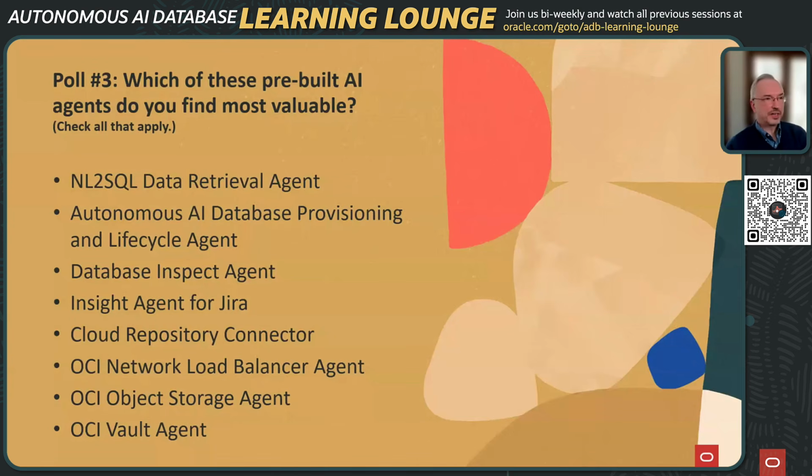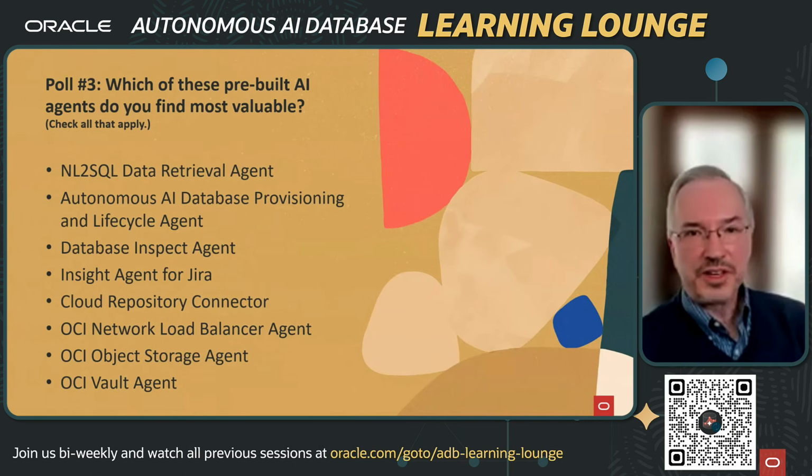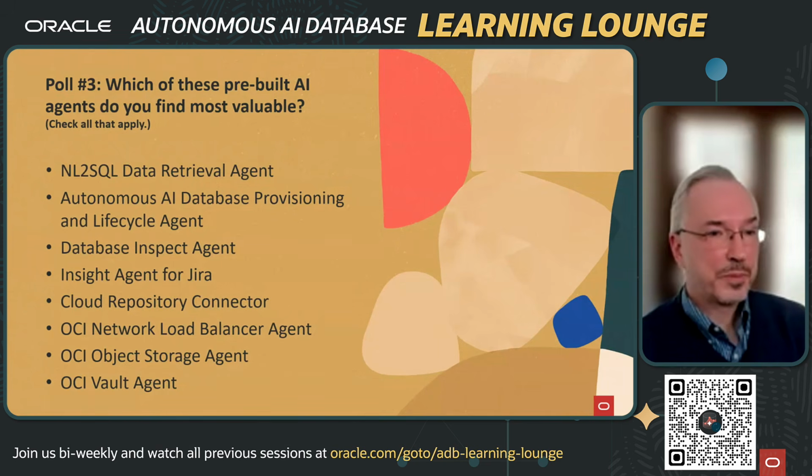Okay, so that brings us to our next poll, Marcus. Which of these pre-built AI agents, even though we haven't gone over all of them in detail, do you find most appealing? Is it the NL-to-SQL data retrieval, autonomous database provisioning and lifecycle agent, maybe the database inspect agent we just saw, the separate agent for insight using Jira, cloud repository connector for GitHub and other cloud repositories, OCI network load balancer, OCI object storage, or maybe OCI Vault.